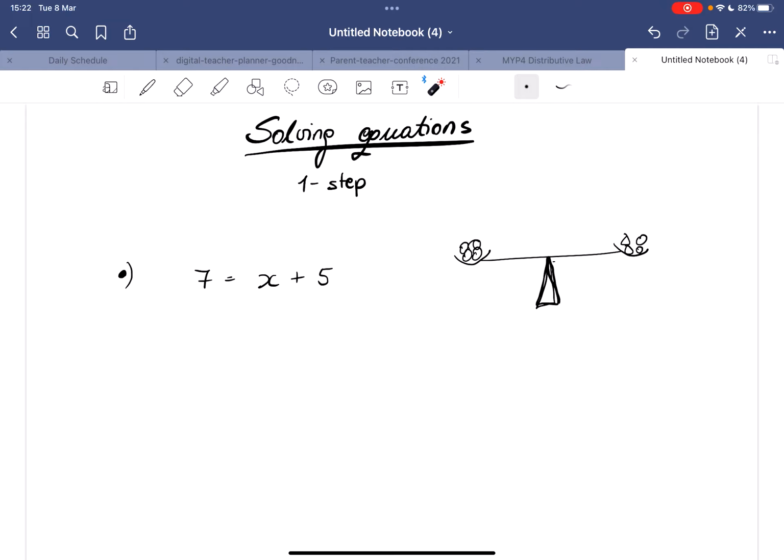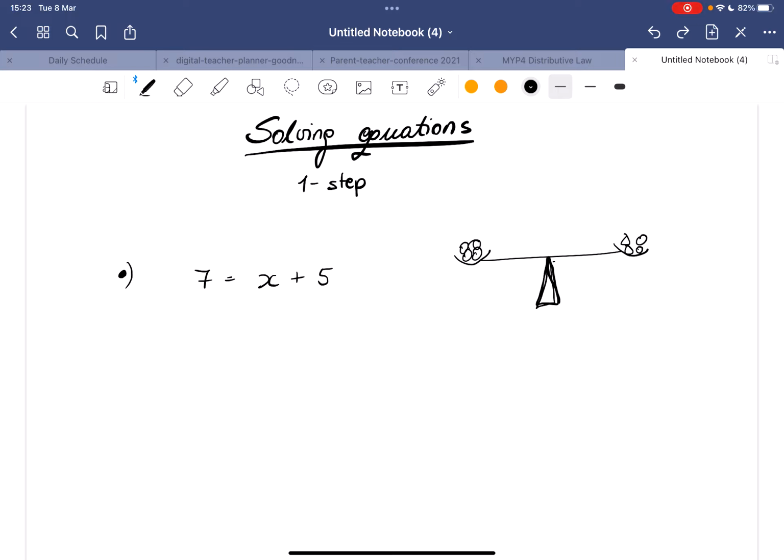Whatever I do to one side of the equation, I also need to do it to the other side. So solving equations means that I want to have this x by itself. I need to know what this x is equal to. And yes, in this case, you can see that straight away. However, I still want to show you how to solve this step by step. So in order to have the x on its own, I need to get rid of that 5 here.